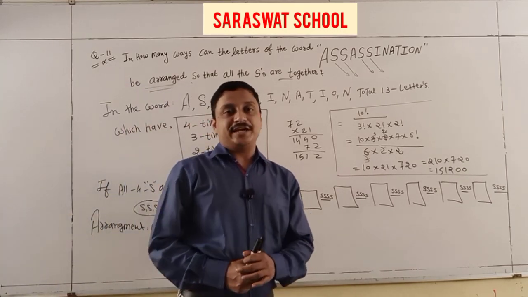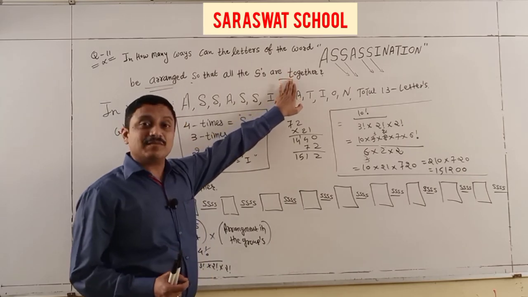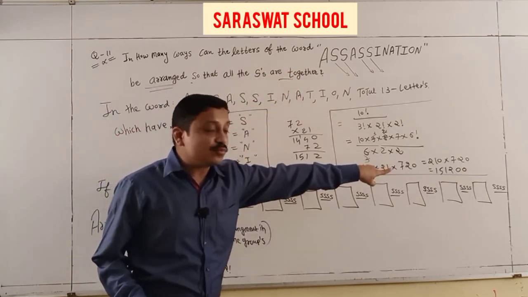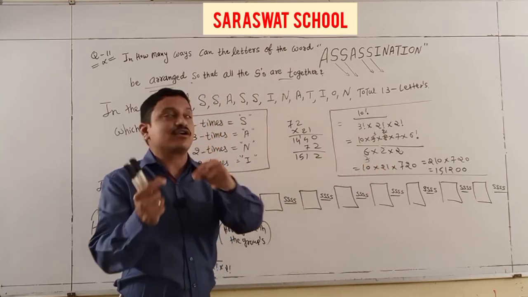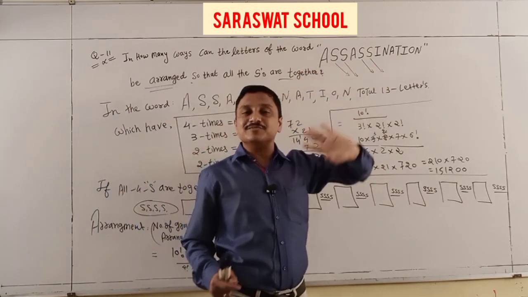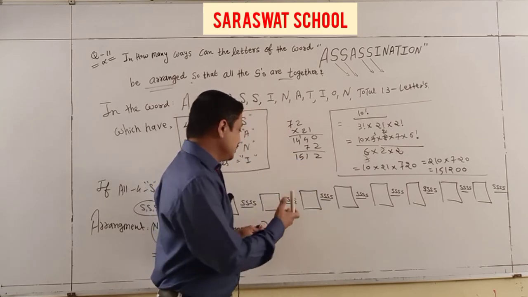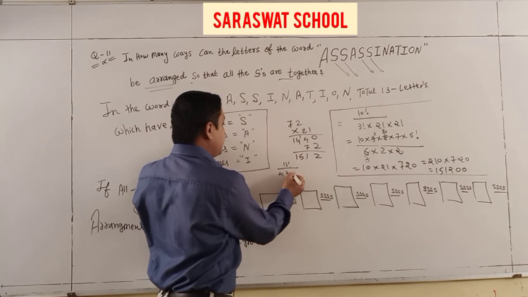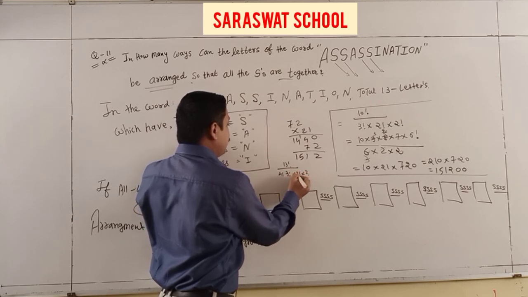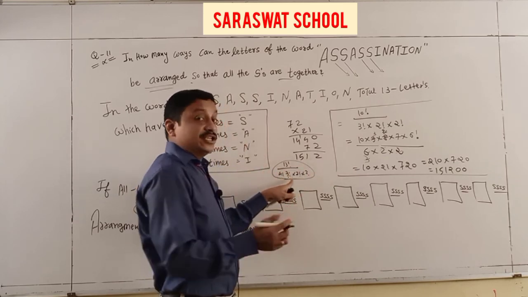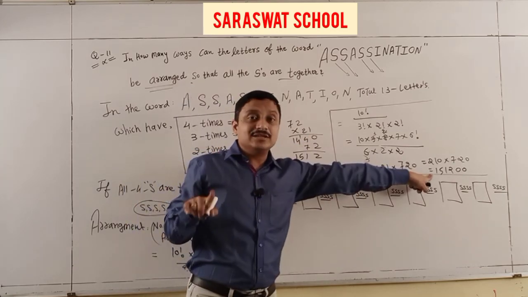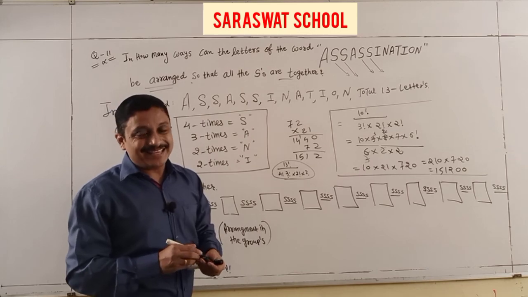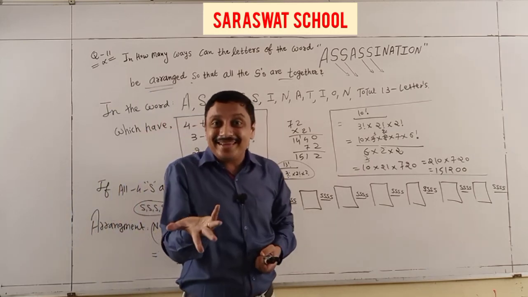Yes students, indirectly this question is also asking about the 4 S not placed together. Then this calculation, 151200, you subtract from the total arrangement. The total arrangement, you know, is 13 factorial by 4, 3, 2 and 2 factorial. If you calculate this total and subtract, you get the arrangements where the 4 S are not placed together. Just like our Mississippi numerical, you know that.